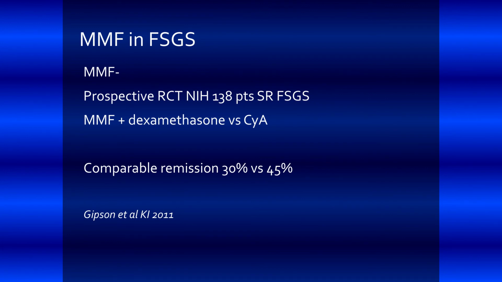This was a study of patients who are actually steroid resistant. This was from the NIH, and they used MMF with dexamethasone versus a CNI. And you can see here that they got probably comparable, slightly less than the CNI, but they did get some patients into remission with that.